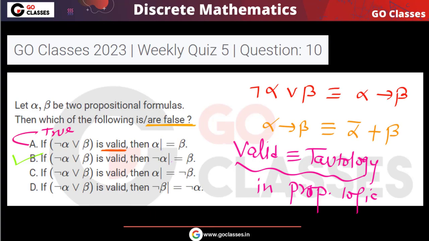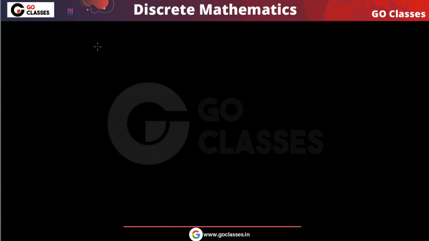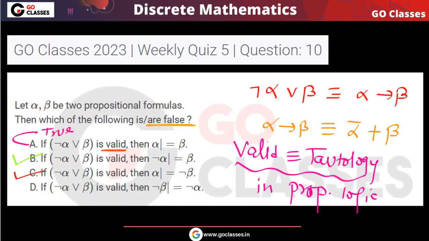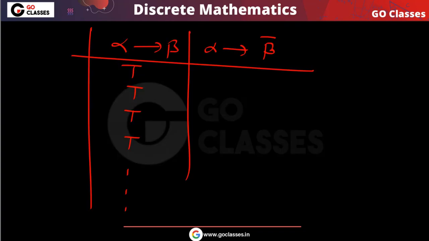And what about option C? Option C is also false, as you can very easily see. Option C is saying that alpha implies beta is a tautology. If alpha implies beta is a tautology, then what can you say about alpha implies beta bar? Can I guarantee that this also will be a tautology? The answer is no.